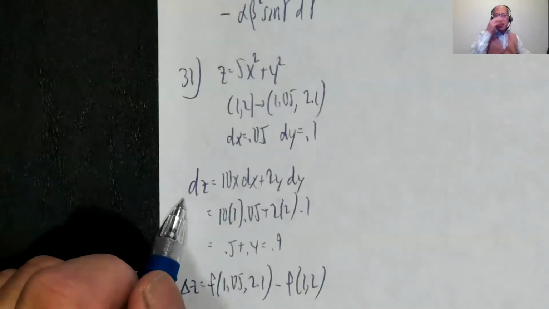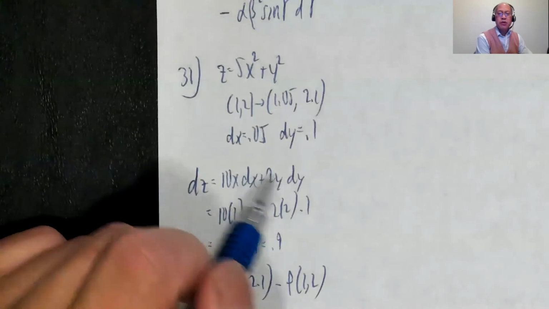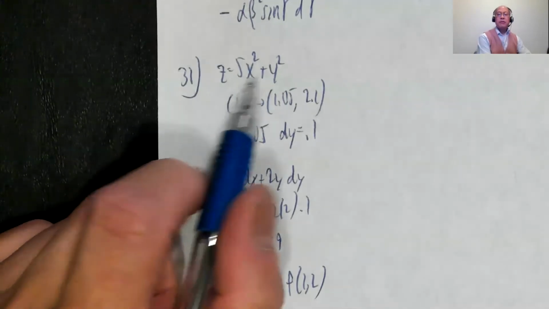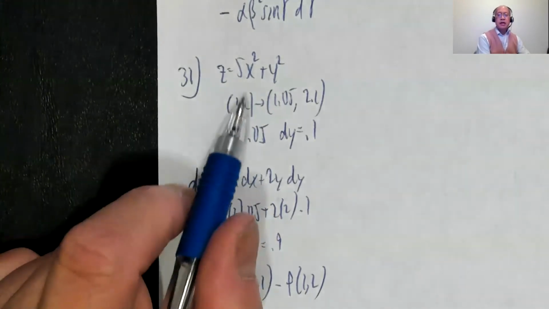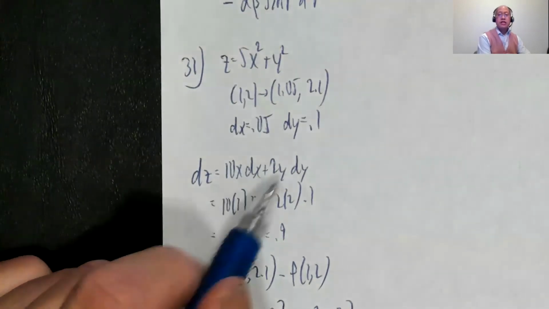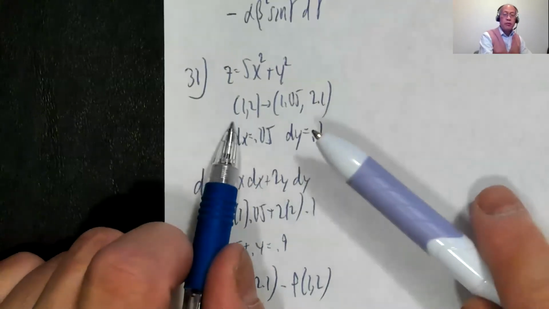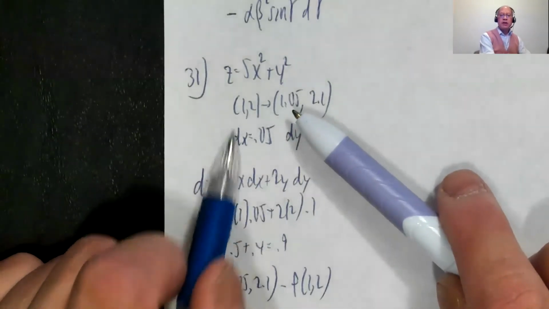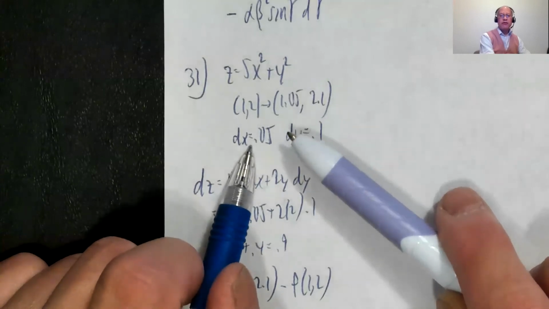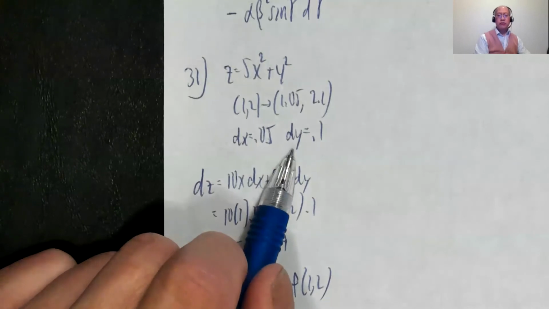So dz is the partial with respect to x, dx, plus the partial with respect to y, dy. What's the partial with respect to x? 10x. What's the partial with respect to y? 2y. Okay, now I just plug everything in. dx is 0.05. You're going from 1 to 1.05. So the dx, which is like delta x, is 0.05. The dy, it's like delta y. You're going from 2 to 2.1, plug in 0.1.